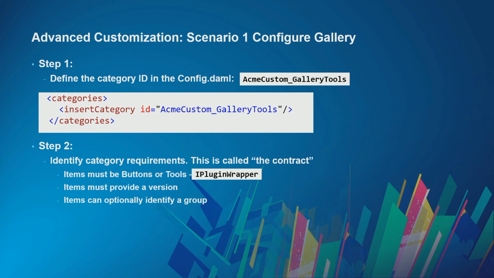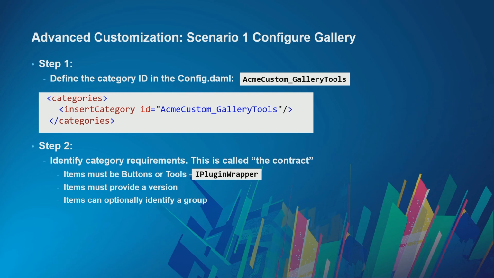The first step, we define a new category. So we define a new category in DAML, and you can see that in this code snippet. In the DAML, within the categories element, I create the insert category child element and set its ID attribute to my custom gallery. In this case, I'm calling it the Acme Custom Gallery Tools. So step two, I identify some category requirements. We call this the contract. These are our custom requirements.